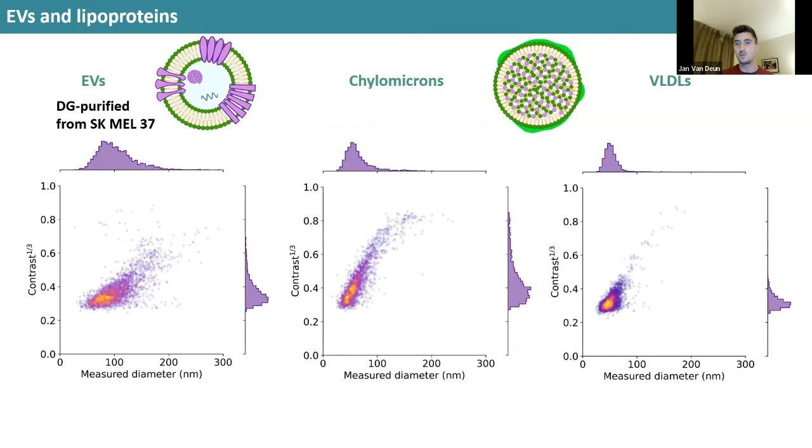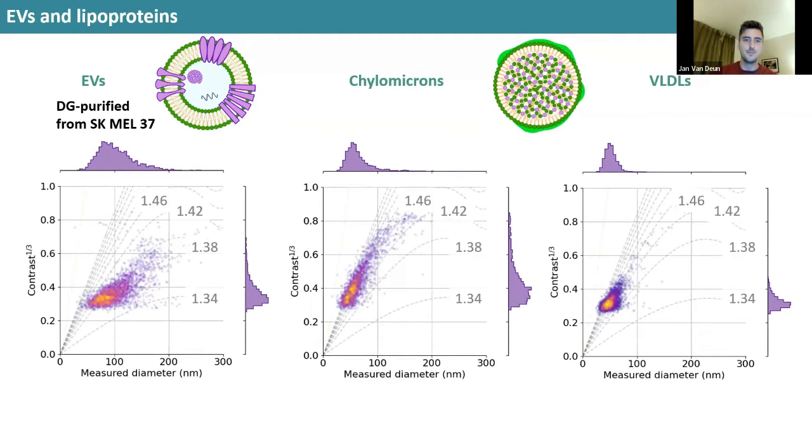So these are often quite difficult to remove using size-based isolation methods, which are often used in plasma, like SEC, so size exclusion chromatography, or even with ultracentrifugation, because they will show similar pelleting behavior as EVs because of their overlapping size. So as you can see here, indeed the size is overlapping with the EVs, but then the contrast looks different. So you can see that the clouds already look different.